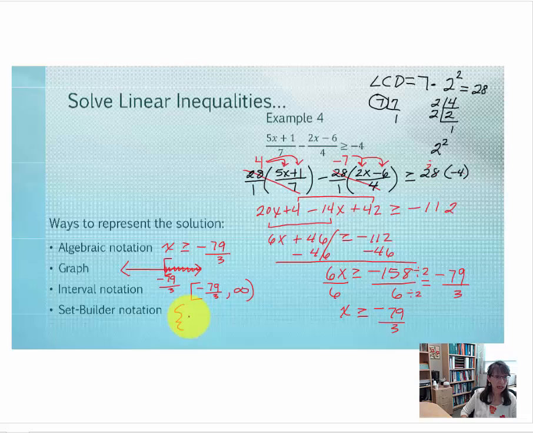Finally, the set builder notation, our variable is x, so we want the set of x such that x is greater or equal to negative 79 thirds. So if you have fractions in the inequality, you approach it just like equations. Find the LCD, multiply all terms by it, and once you reduce, the fraction should be eliminated.